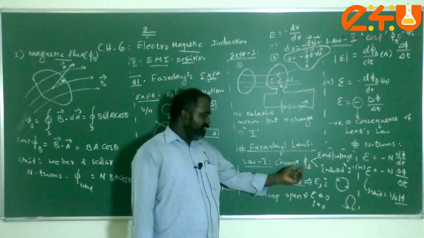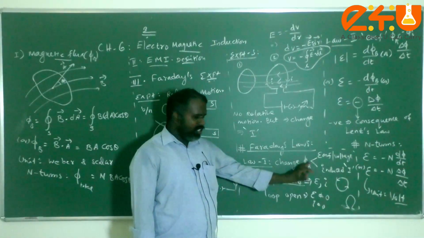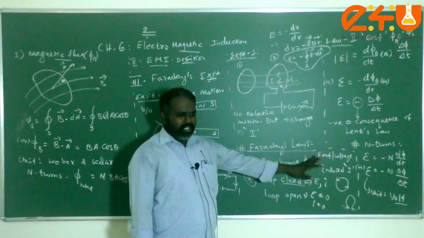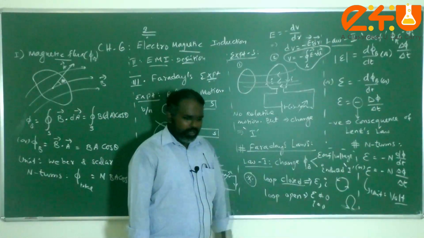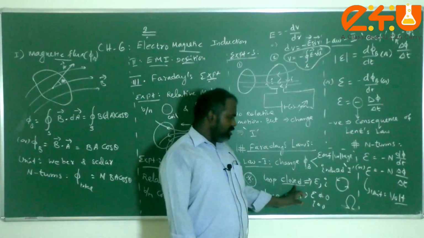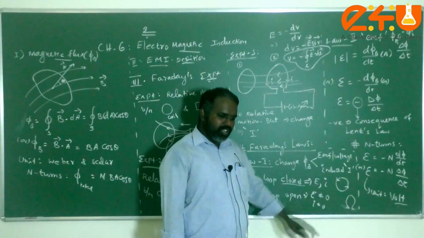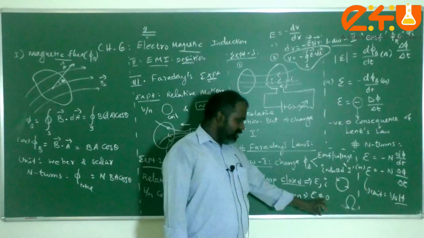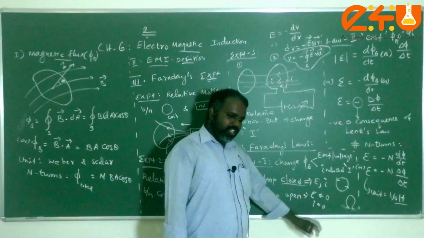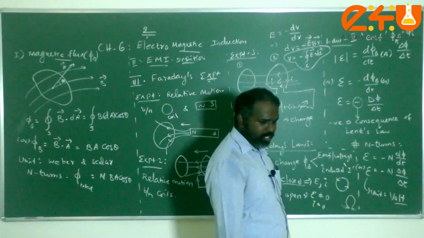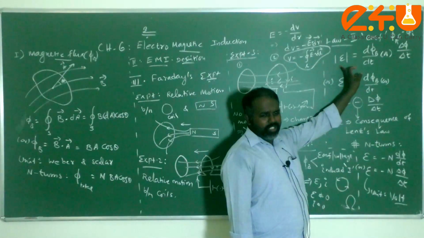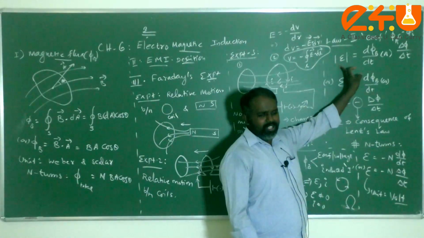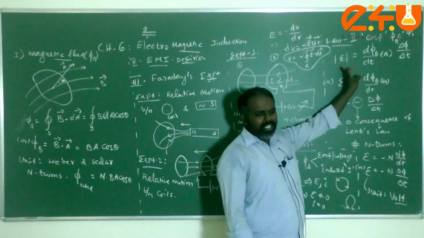Whenever there is a change in magnetic flux linked with a coil or closed circuit, EMF or current will be induced in it. If it is a closed circuit, both EMF and current will exist. If it is open, EMF will exist, but induced current will not exist because of the open circuit. And the magnitude of the induced EMF is directly proportional to the rate of change of magnetic flux.